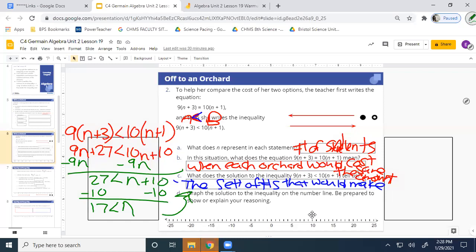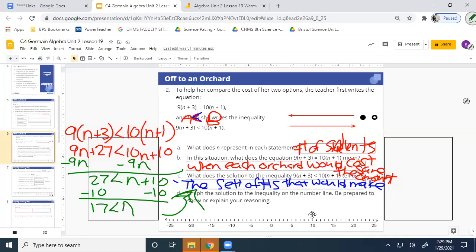No, when n is less than 17, what do we know about our orchards? When n is less than 17, which is going to be cheaper? The set of numbers that would make Orchard A cheaper than Orchard B. When n is less than 17, then Orchard A will be cheaper. Boom. That's what that means. So we need to now graph that inequality.